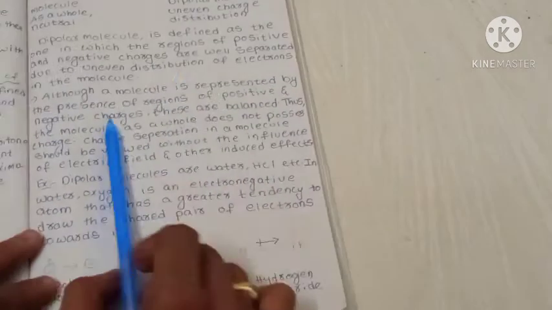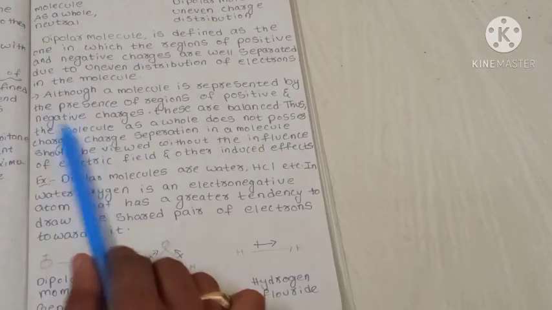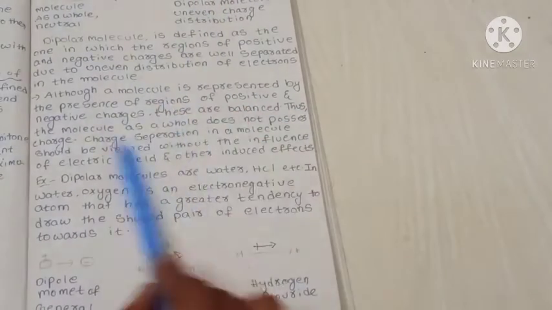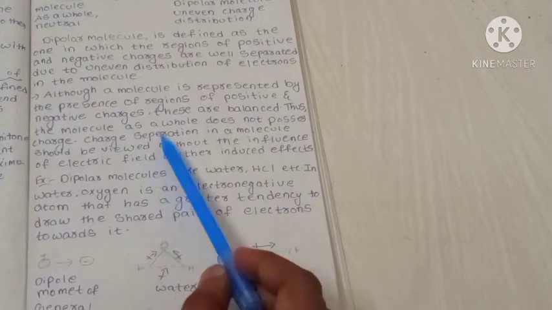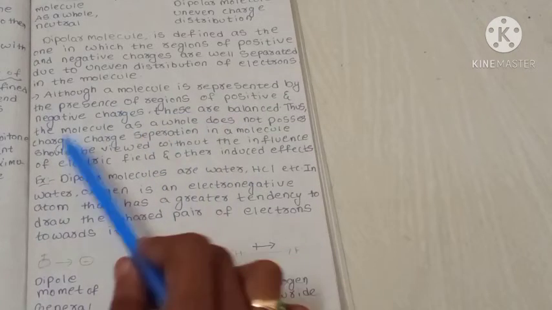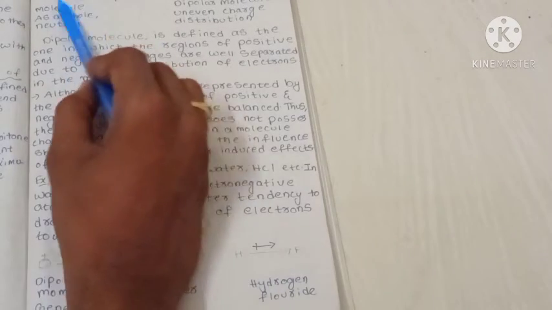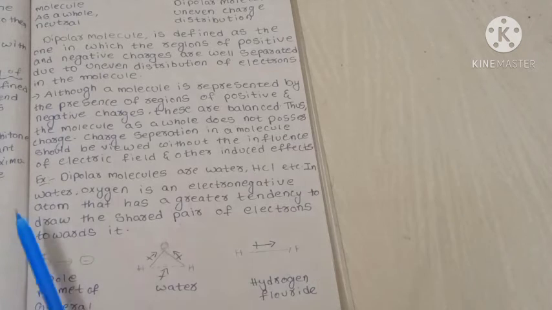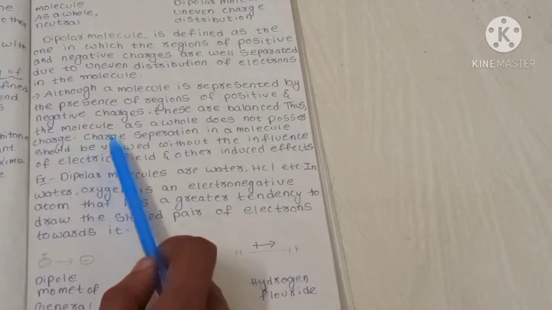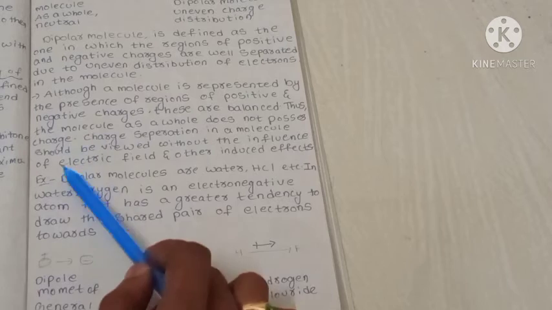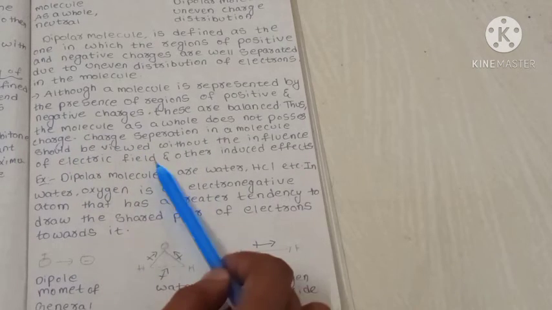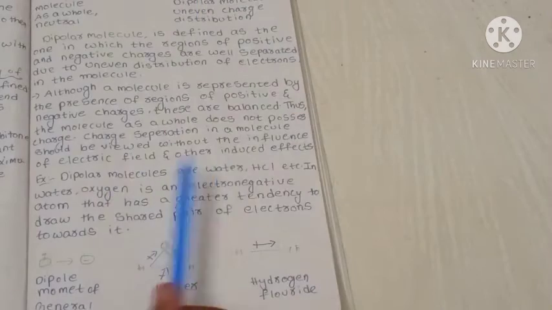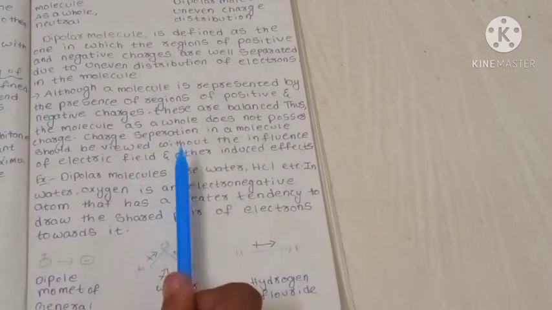Although a molecule is represented by the presence of regions of positive and negative charges, these are balanced. That means the molecule is represented by both positive and negative charges, but as a whole it is balanced. Thus, as a molecule, it does not possess any charge. Here you can see both charges are balanced. It becomes neutral. Charge separation in a molecule is shown without the influence of an electric field and other induced effects.